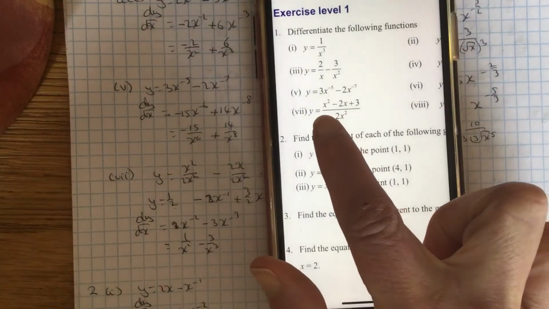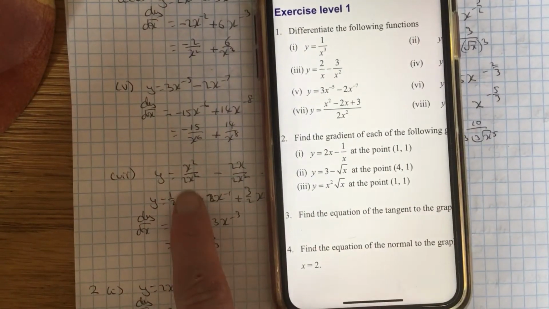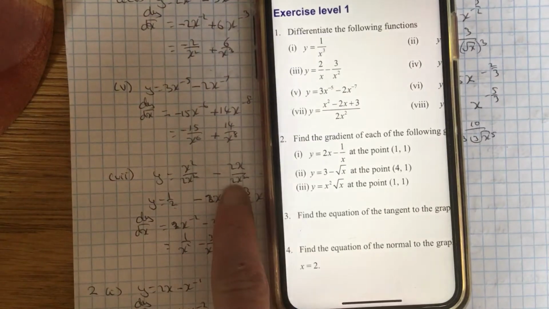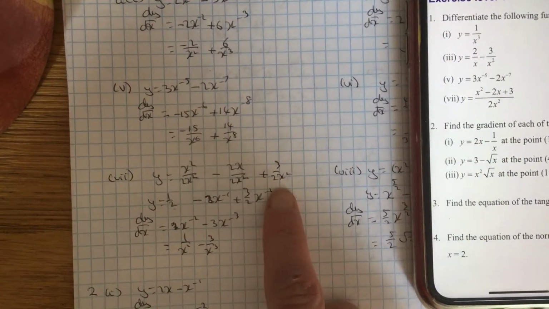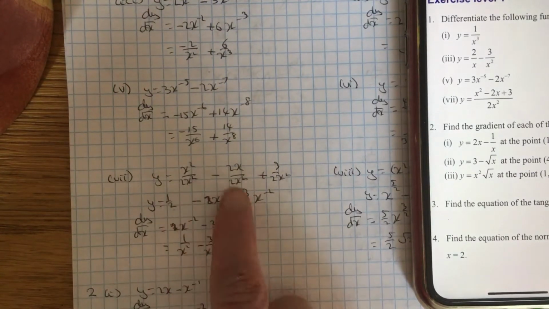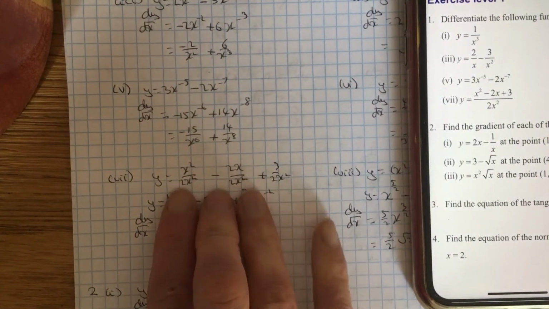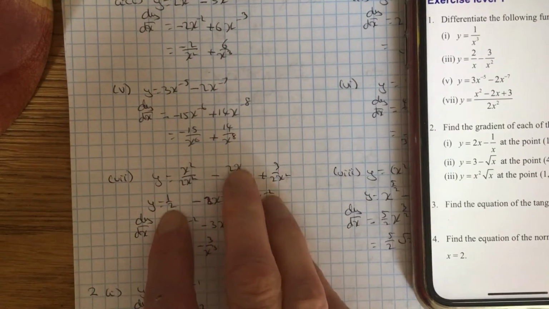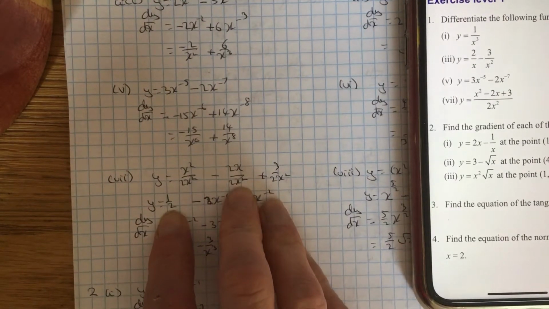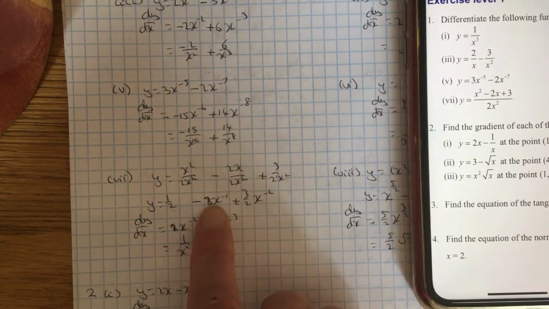So split it up: x squared over 2x squared, minus 2x over 2x squared, plus 3 over 2x squared. Don't be tempted to miss that line. Do show the split up. Then tidy it up. x squared over x squared cancels, giving you a half. Those two cancel, giving you an x in the bottom row. So 1 over x. Bring it up as a negative x.